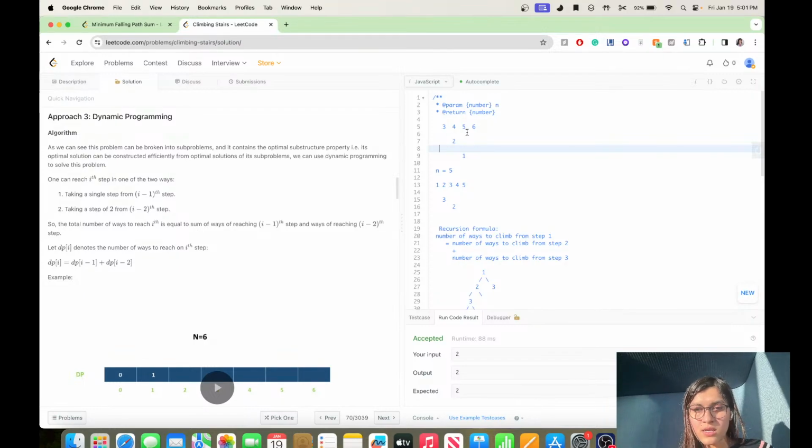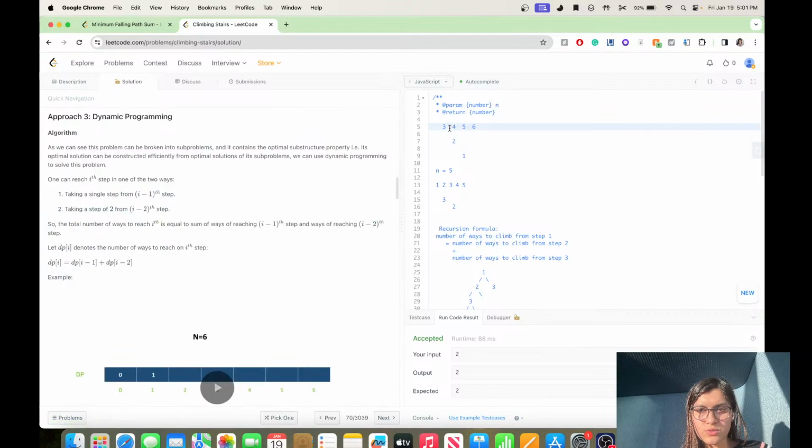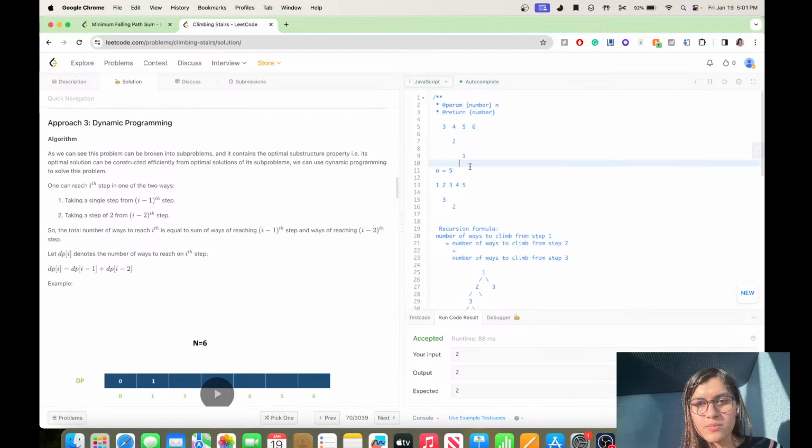Three, four, five, six. So the way I did was the number of steps to reach the top from 3 will be equal to from 4 plus 5. What they are saying is single step from, okay, it is similar. Okay, I will just try to refresh the concept of dynamic programming.